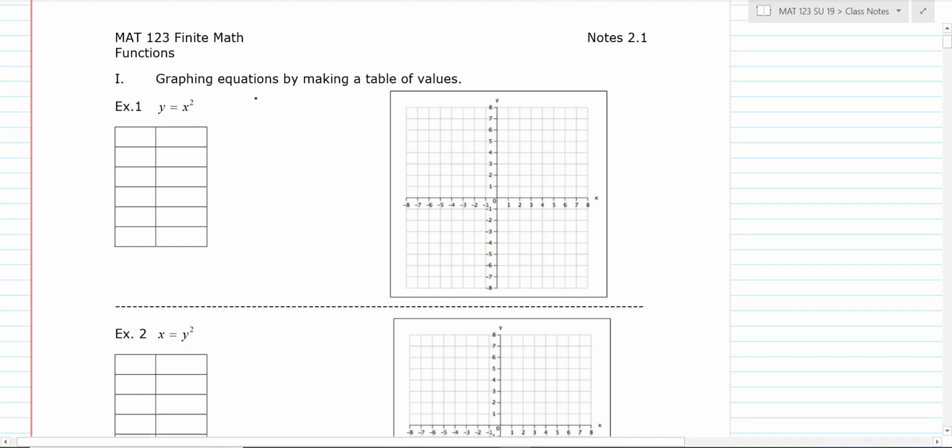What we're going to do is choose some values for x. So I'm going to make a table. I'm going to call this column the x values, and that column the y values. We're going to start by just choosing x values. And the logical way to do this is to choose negative numbers, 0, and some positive numbers.